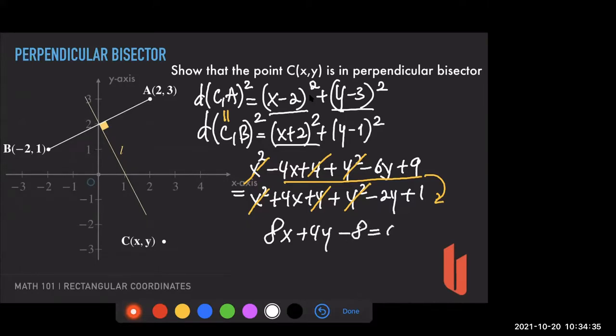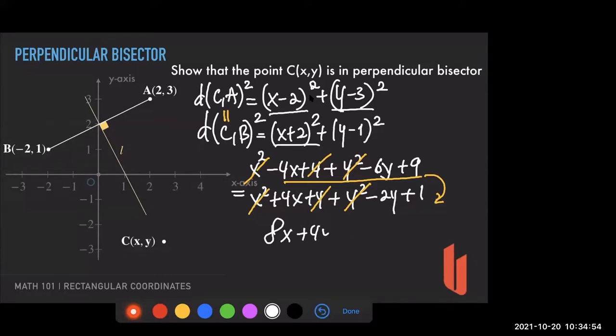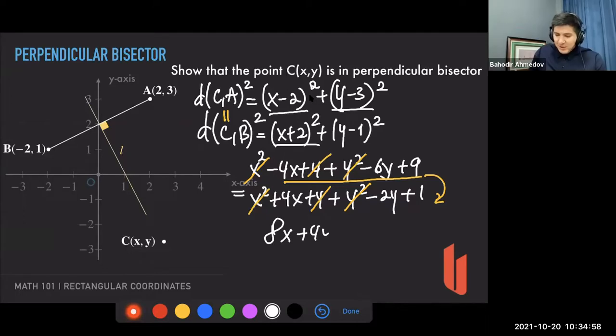Professor, you made a mistake. Look at this, here is minus 4x and you added plus 4x, it will be 0. No, they are on two sides of the equation. Sorry, did you get it? Yes, I got it. Okay, thank you. So 8x, because they are on two sides, whenever this minus 4x goes to the other side, it's going to be plus 4x.